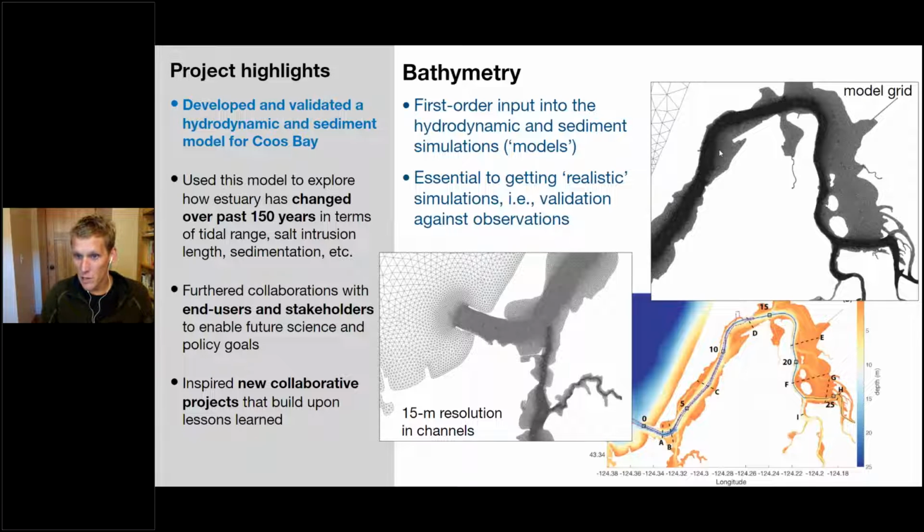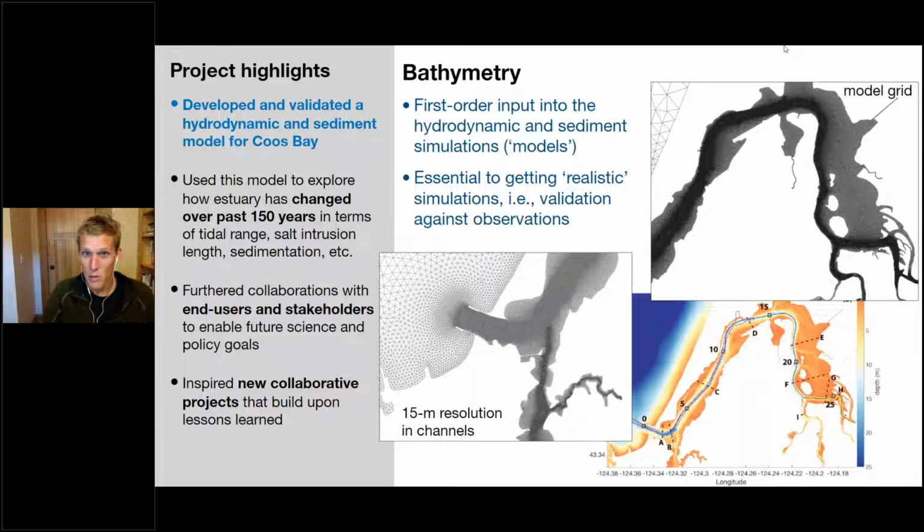And this is just the main channel up around North Bend and into the East Bay flats, again, showing the model grid and the model grid resolution that we interpolate the bathymetry onto. And that's really essential to getting these realistic simulations, right? So we're not doing idealized theoretical simulations. We were actually trying to do a hindcast simulation of a certain year so that we could actually make sure that the model is doing something reasonable.